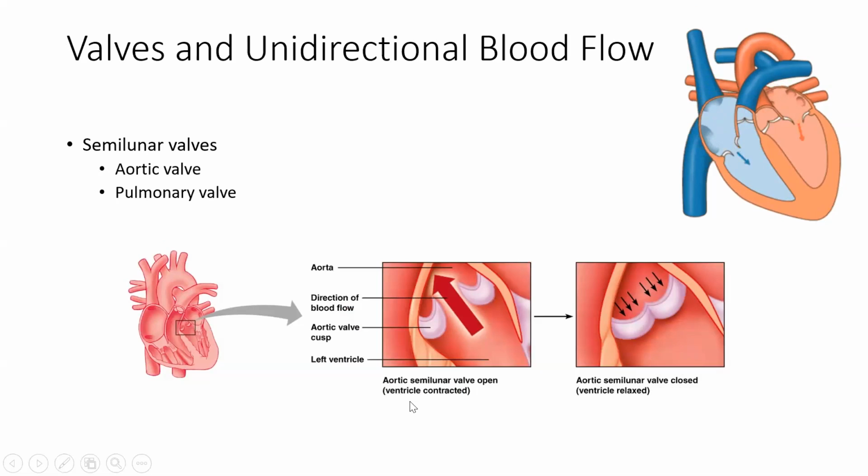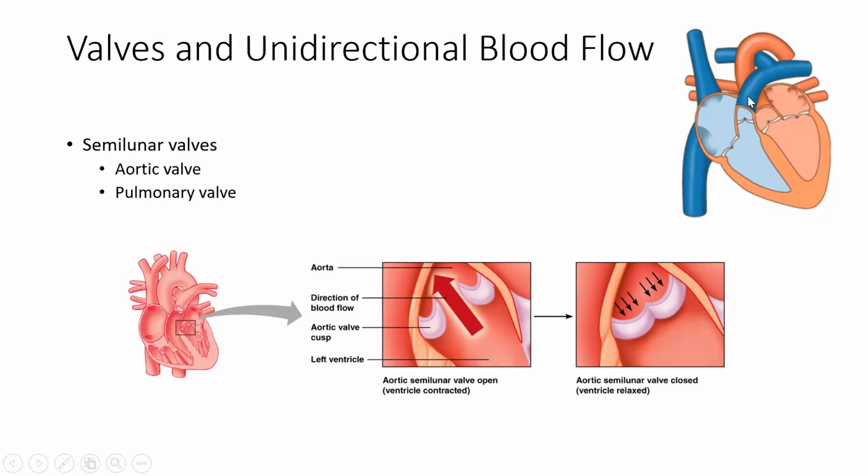The semilunar valves are going to be the aortic valve and the pulmonary valve. So these are located between the ventricles and the vessel that's exiting, the arteries here. So the aortic valve separates the left ventricle from the aorta. And the pulmonary valve separates the right ventricle from the pulmonary artery.